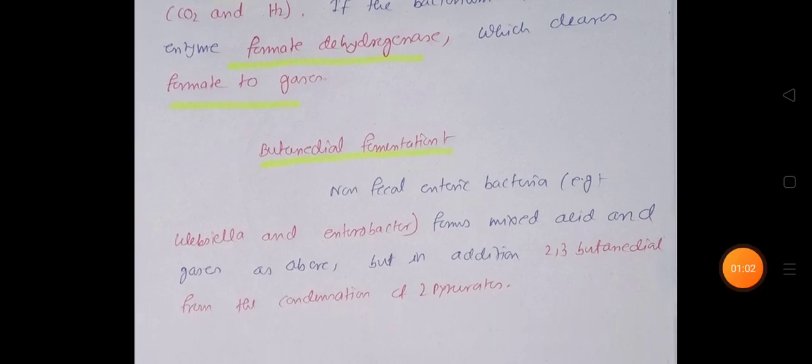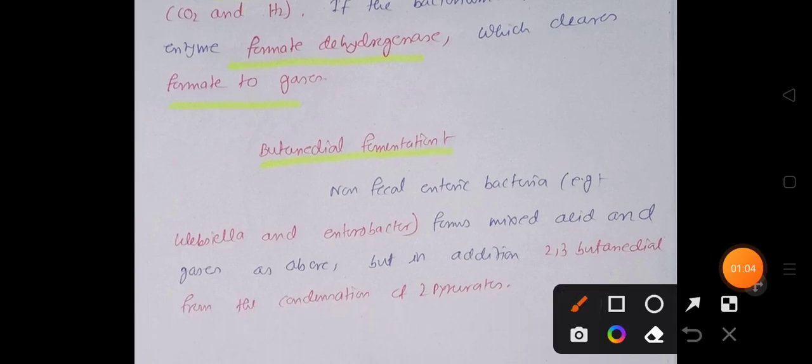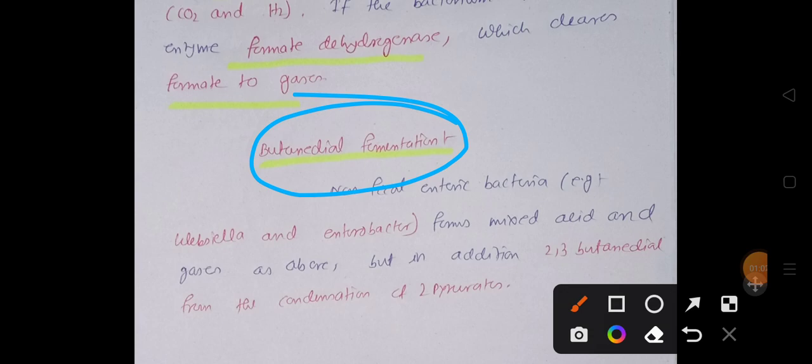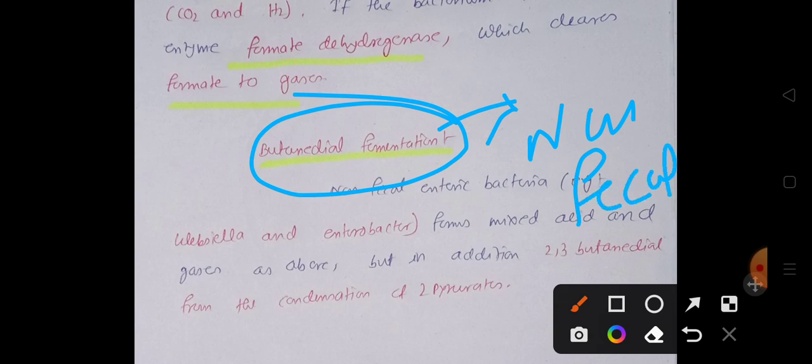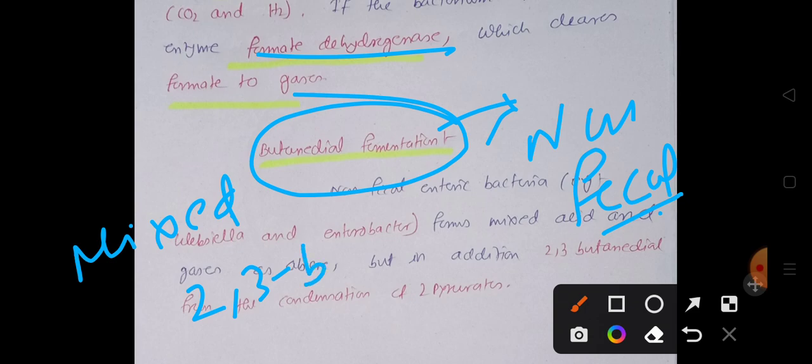There is another thing associated with mixed acid fermentation, which is butanediol fermentation. Butanediol fermentation is done by non-fecal enteric bacteria, for example Klebsiella and Enterobacter. They will form all the mixed acid fermentation end products. Along with that, they may also produce gases if they have formate dehydrogenase, and in addition, they have the ability to produce 2,3-butanediol from the condensation of 2 pyruvate.